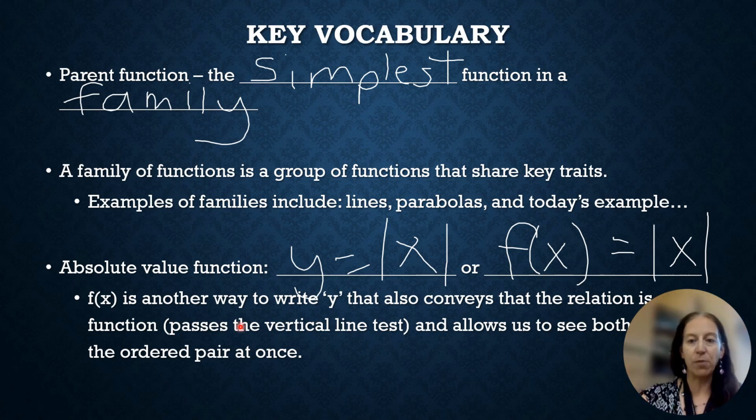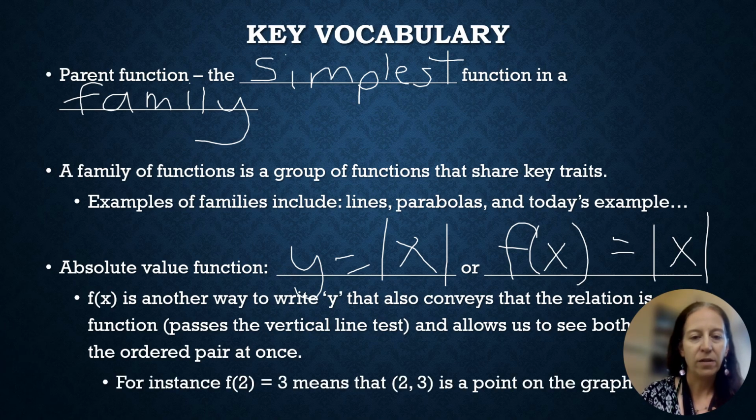If you were to make a table and you have x equal to 3, there is only one y value that is going to go with x equals 3. You're not going to get more than one y value. It also allows us to see both numbers in the ordered pair at once. So one disadvantage of using the x and the y is that you can see what you're plugging in for x, but you can't see y at the same time. When you use function notation, you're able to see both numbers at once.